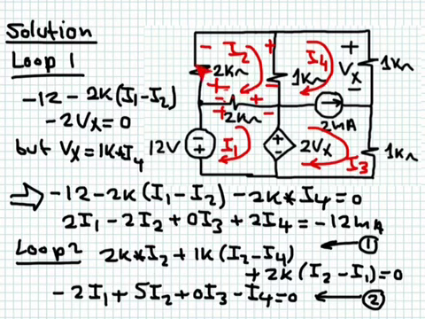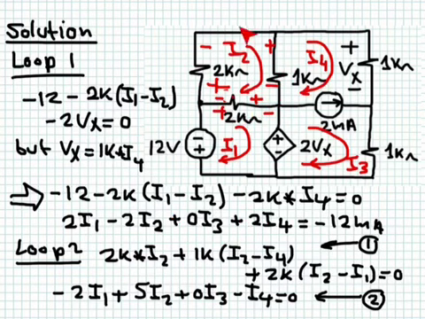Loop number 2 is pretty straightforward. We're going to sum the drops in the clockwise direction. We can take it clockwise or counterclockwise, it doesn't really matter. I can take all the drops negative, positive, negative, positive, negative, positive. So everything will be in the same direction as I2.